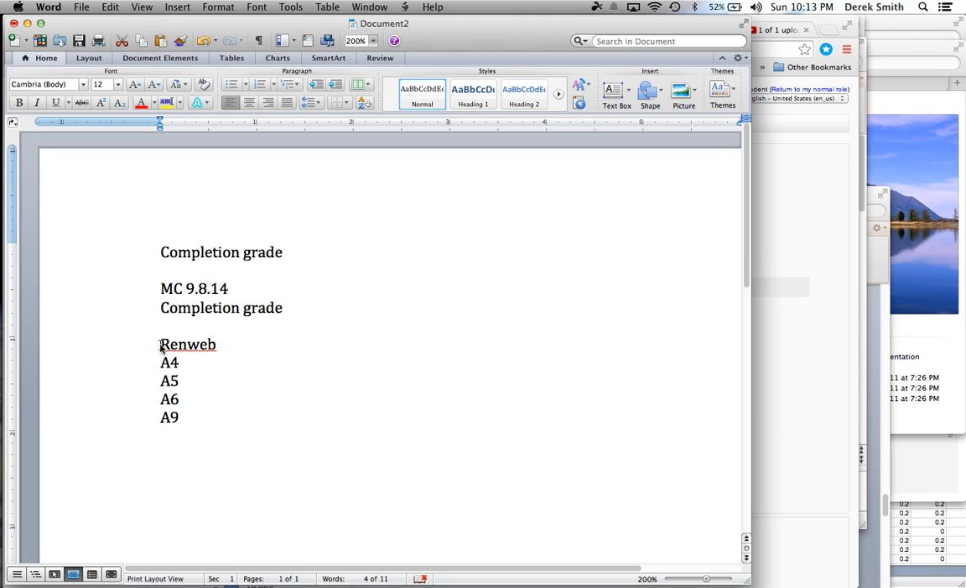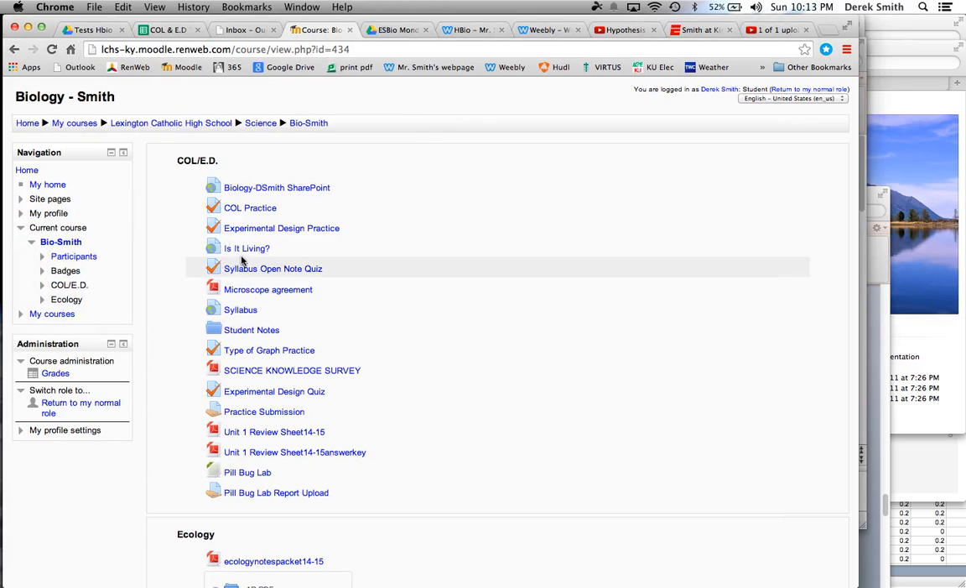Lastly, and I know I'm hitting this a lot, in RenWeb, if you see anything that says A4 and so on, and it says practice, that's something your son or daughter should have 100% on. So please, please, please, if your son or daughter's grade is low, look back on RenWeb. All of these things, A4, A5, A6, A9, anything in RenWeb that has those titles, they can take again and again until they get a perfect score. Looking here, experimental design, they should have a perfect score. This assignment, they should have a perfect score. It should be the same name in RenWeb, we'll just have an A in front of it.